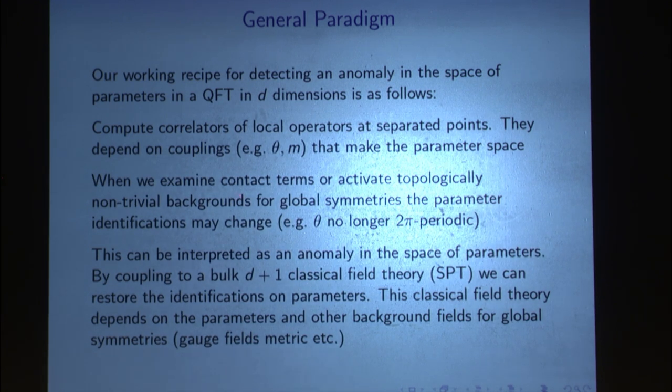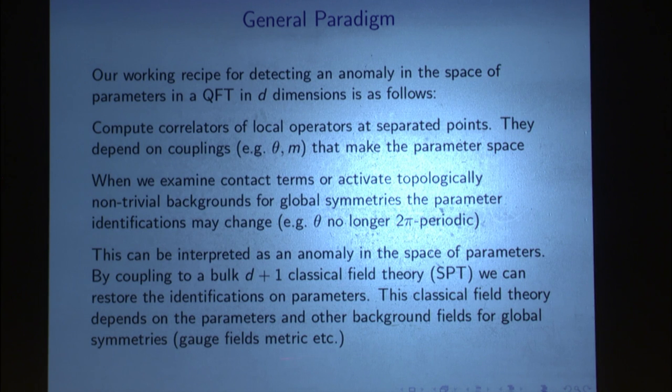And then when we examine contact terms of these correlation functions, or look at topologically non-trivial backgrounds for global symmetries, the parameter identifications might change. So theta might no longer be 2 pi periodic exactly. We saw that in the quantum mechanics example. And then we try and interpret this as an anomaly in the space of parameters. We try and couple the system in d dimensions to a classical d plus 1 dimensional field theory to restore the original parameter space identifications. That's one way to think about concretely what we did.